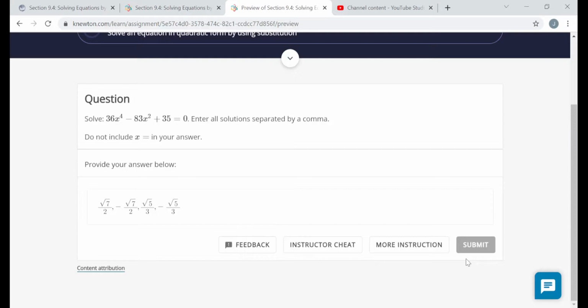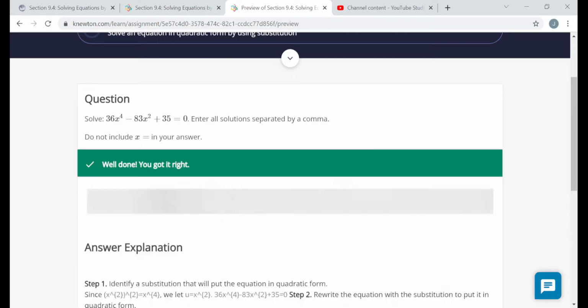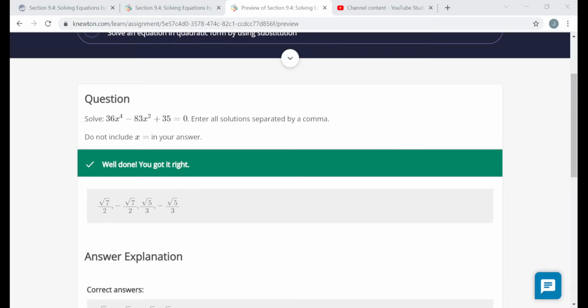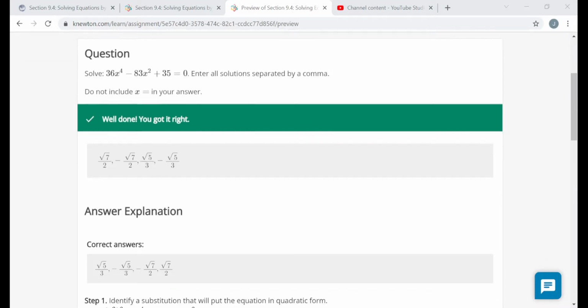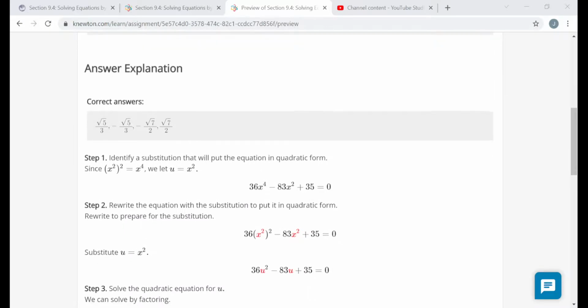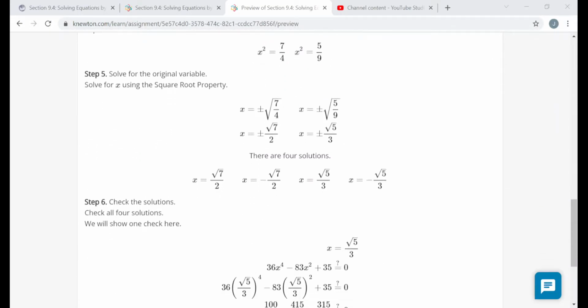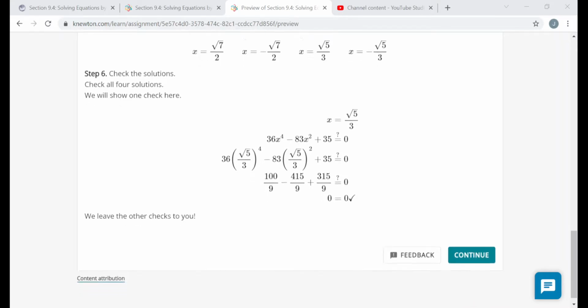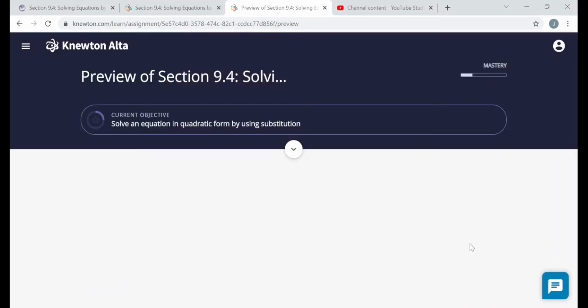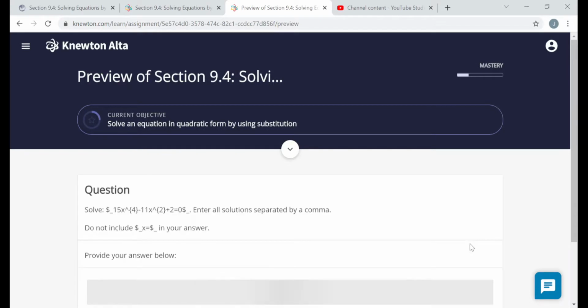And it's taking a little bit here to check. Great. All right, and then once again, please read through your answer explanations. All right, next question. But I'm doing the same thing every time. All the questions, no matter what the objective is, are just going to be: make some sort of substitution, solve the resulting quadratic equation, and then sub back and solve for the original variable.